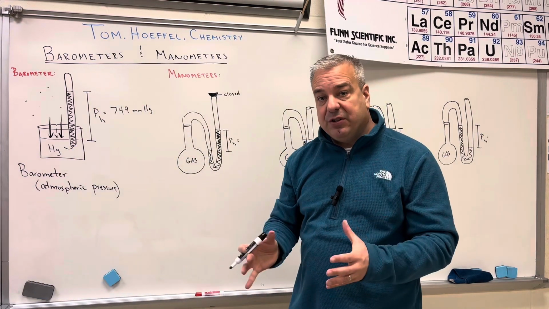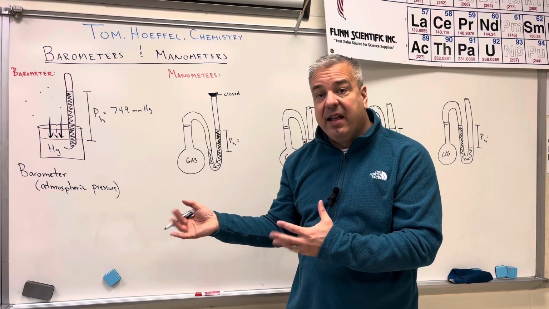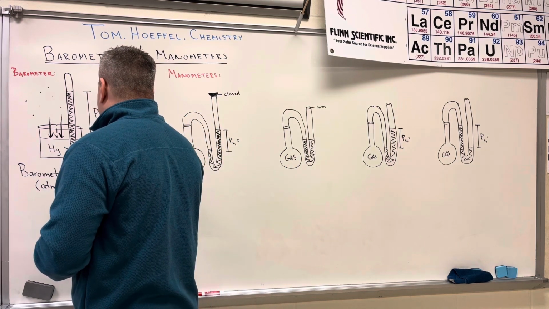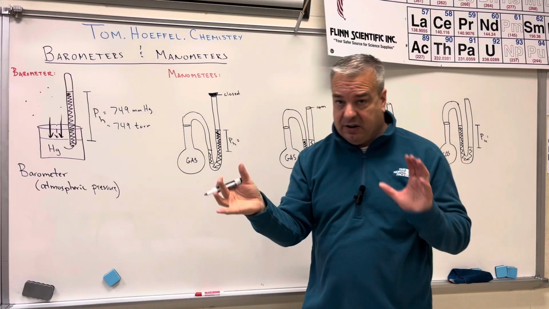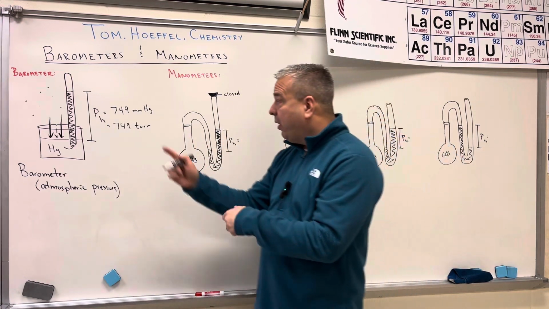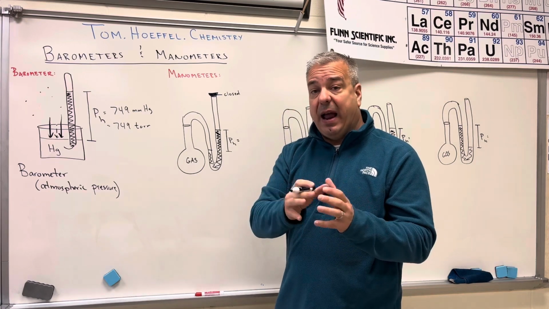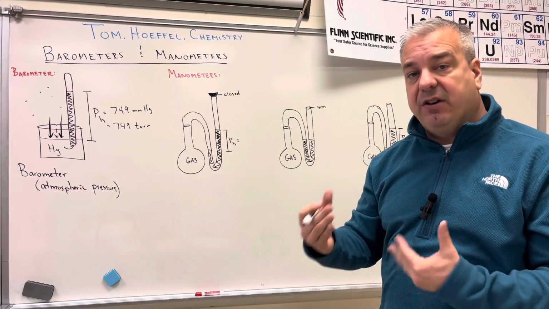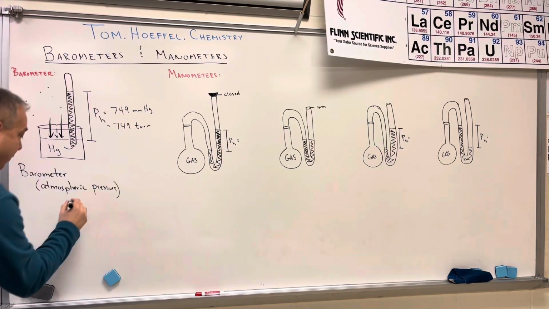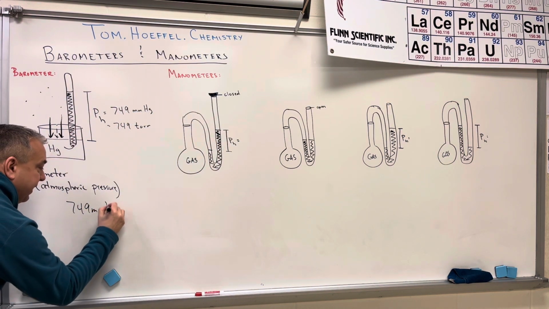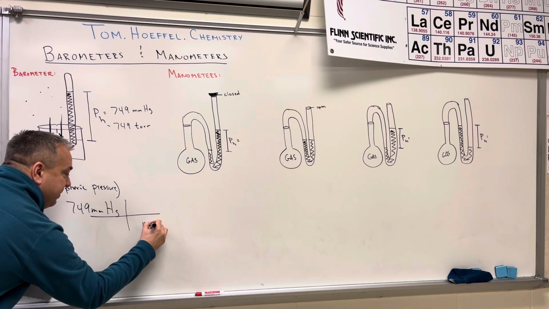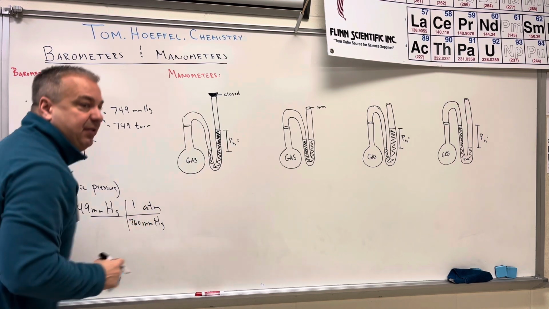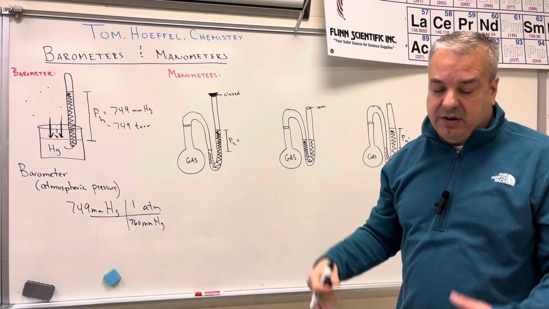I want to remind you that there's a conversion factor between millimeters of mercury and torr, and that's a 1-to-1 ratio. So if we have 749 millimeters of mercury, that is also equal to 749 torr. Those pressure units are exactly the same. Now, to convert torr or millimeters of mercury into atmospheres, which tends to be the unit that we like to use in chemistry, we use a conversion factor of 760 to 1. So I'm going to take this 749 millimeters of mercury and convert it from millimeters of mercury or torr into atm. For every 1 atm, there's 760 millimeters of mercury or 760 torr.